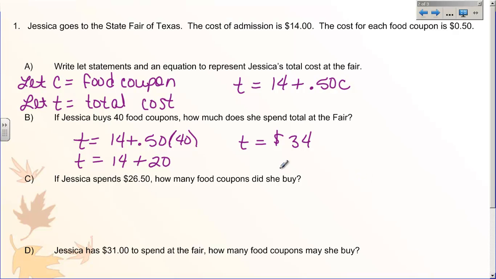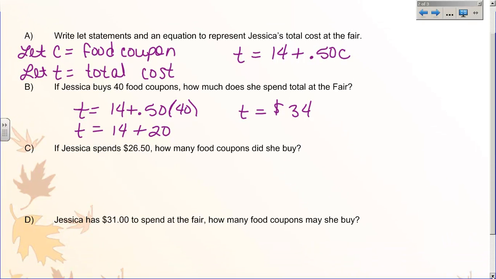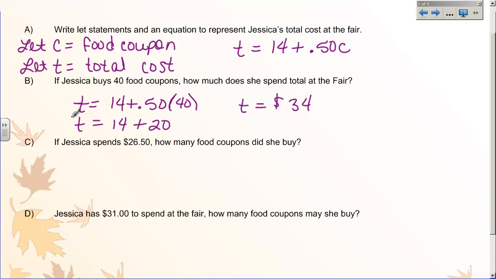This is provided Jessica does not go to the Midway and play any of the games. All she does is go in and buy food. Which we all know the Midway is the most fun part of the fair. So why she would skip that is beyond me, but we're not going to factor that in because that makes this a more difficult equation to solve.